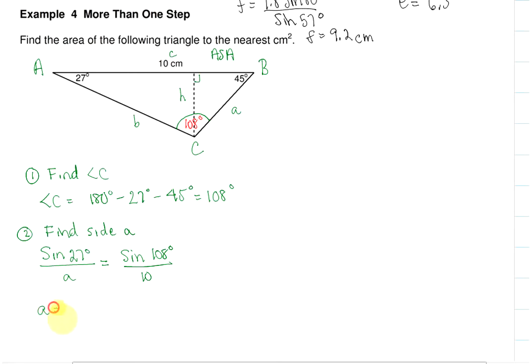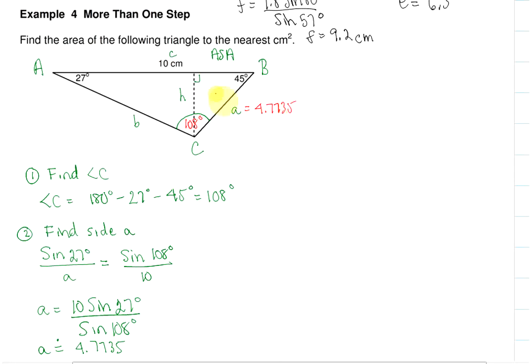And I'm going to do my shortcut again. I'm going to go A is equal to 10 times the sine of 27 over sine of 108. And I get that side A, and I'm going to write it to several decimal places because I don't want to round off until the end. And so I get 4.7735. And so I will put that on my diagram, 4.7735.